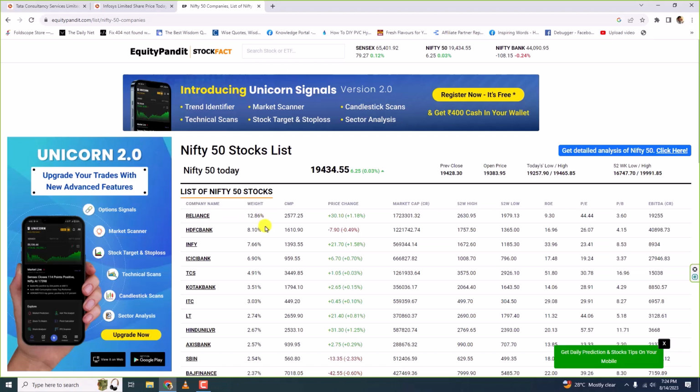All right. So I hope the concept of free float market capitalization is clear. Free float means how much is being traded by the public. If it is a lot, then it is a good sign.